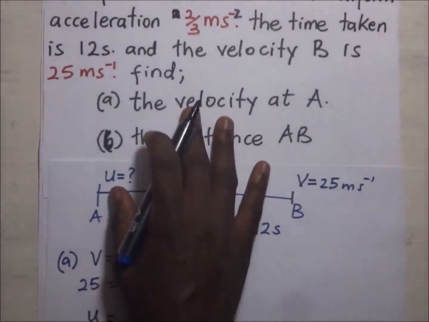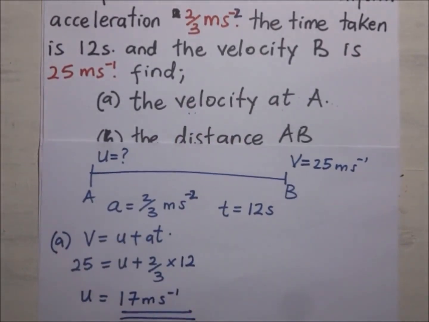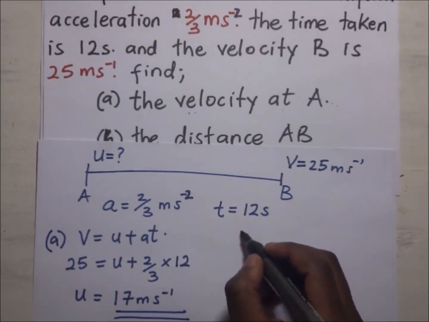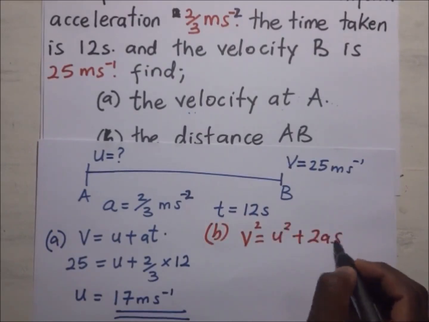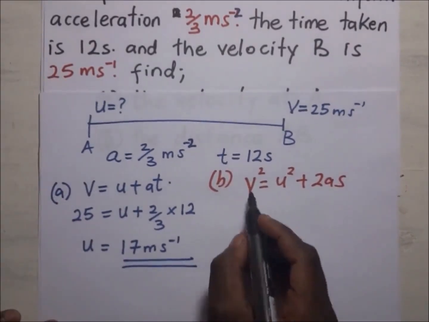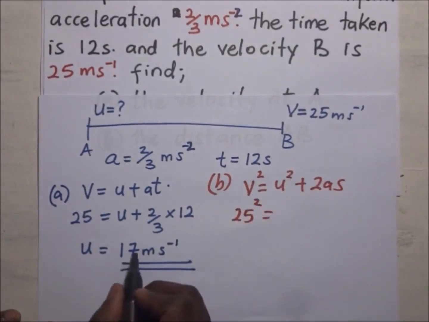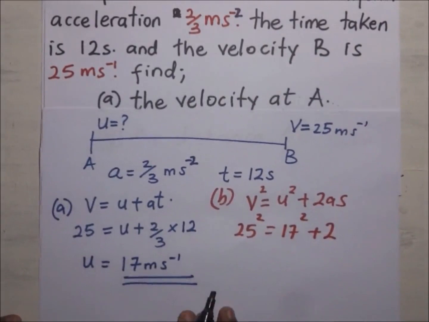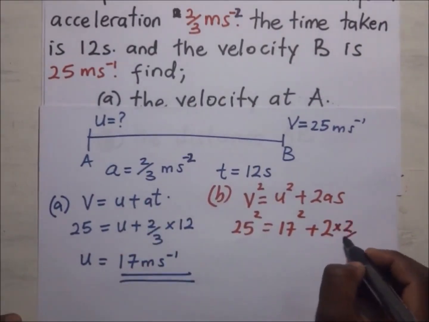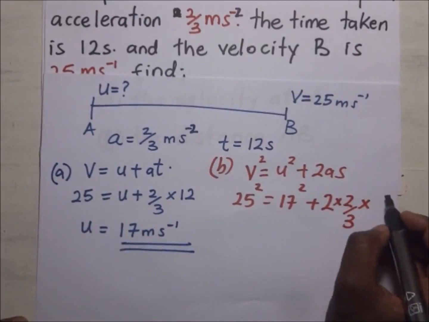Now part B of the question requires us to find the distance AB. When it's moving from A to B, what is the distance? To find the distance moved from point A to point B, for part B we are going to use v squared is equal to u squared plus 2as. Our final velocity V here is 25, so 25 squared is going to be the initial 17 squared plus 2 times the acceleration, which is 2/3, times the distance. It is the distance we are looking for, the distance of AB, so we shall leave it as s.